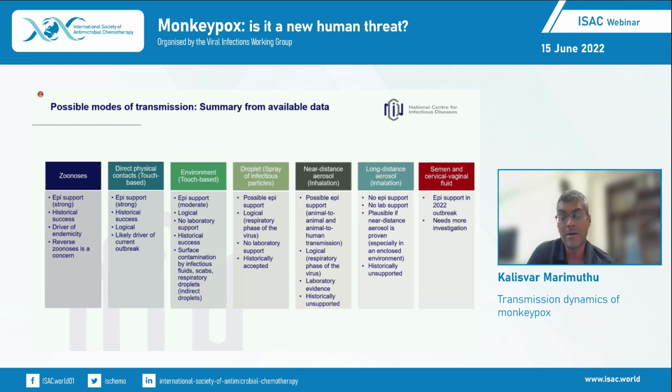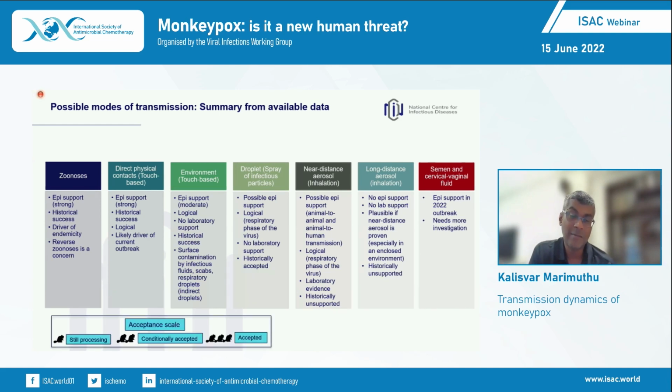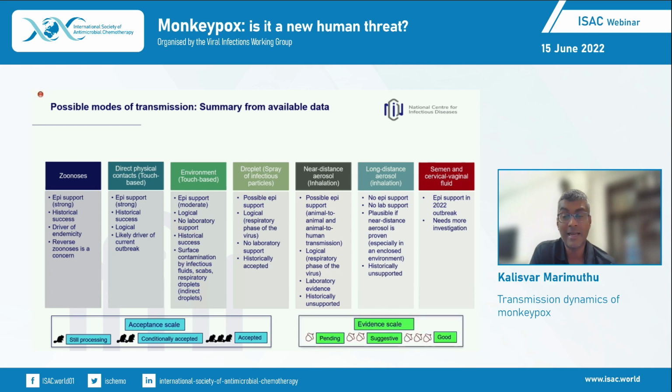The last but not least is the semen and cervicovaginal fluid-based transmission, which is going higher up in the discussion value during the current outbreak. There's suggestive epi support during the current outbreak, but this needs more investigation. So what I did was I actually came up with an acceptance scale and also an evidence scale for these transmission modes, so we know where we are, which one of these is high up in everyone's mind.